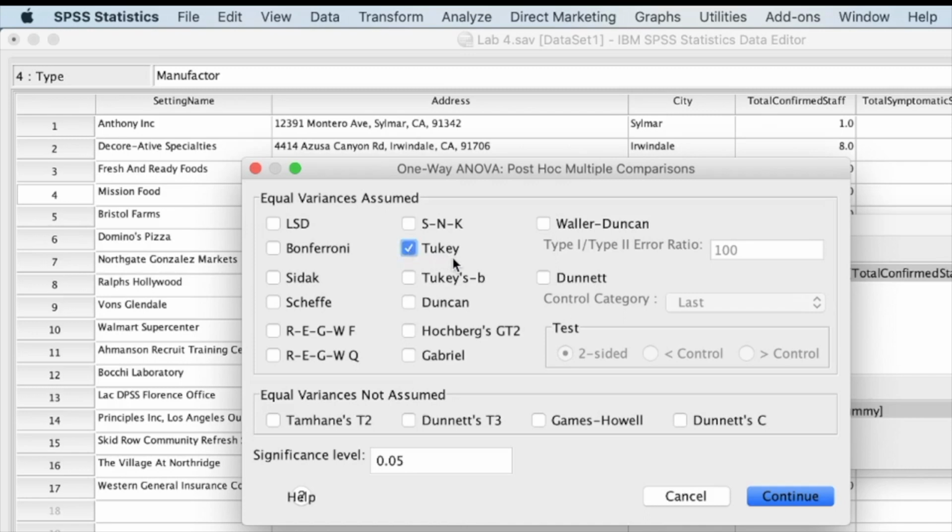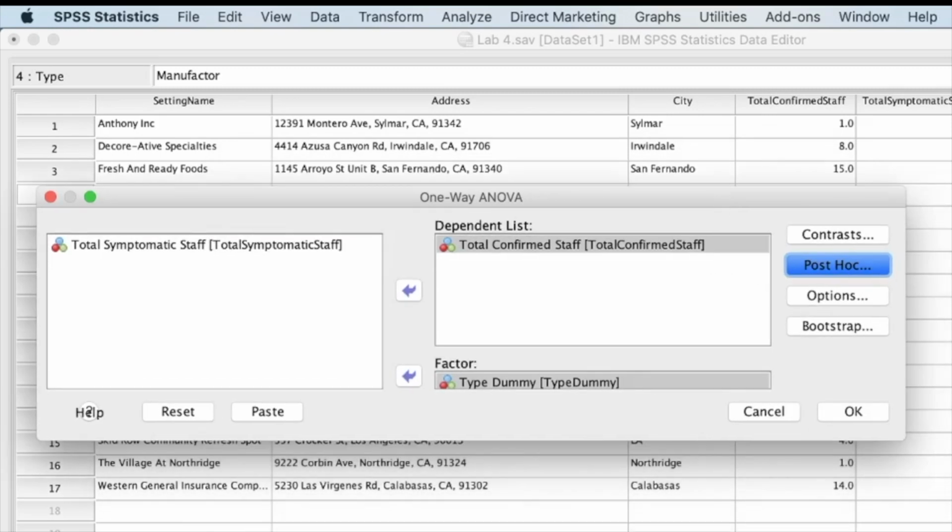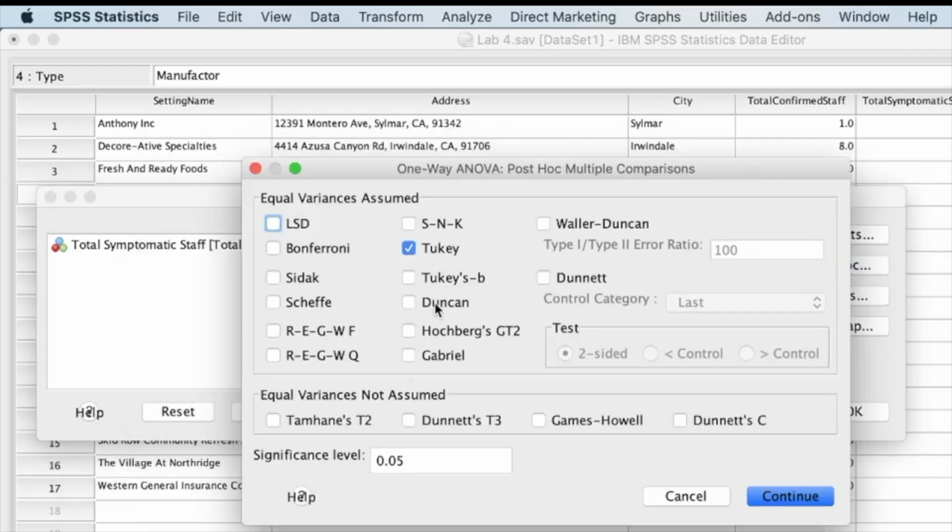So again, the reason why we're doing post hocs is because there's 3 different groups, right? Like what I was showing in the data. There's manufacturer, market, or other. And so what happens is if my F value, so we're looking at One-Way ANOVA, if it comes out as significant, then how do we know which group is significantly different from the other? We don't know, right? So we had to do post hoc tests to do the comparison between the different groups.